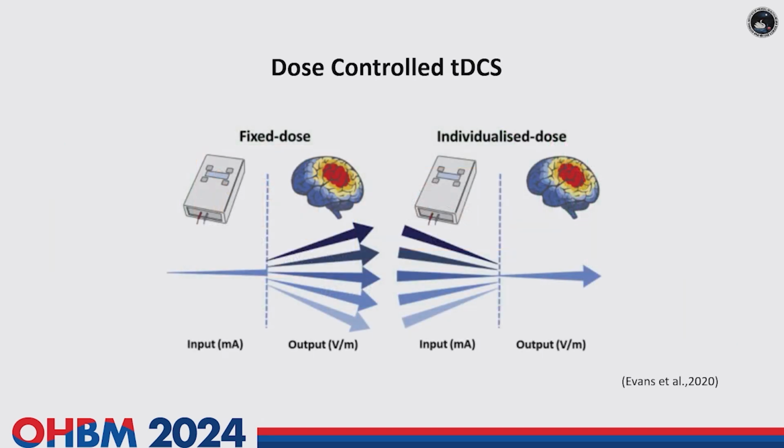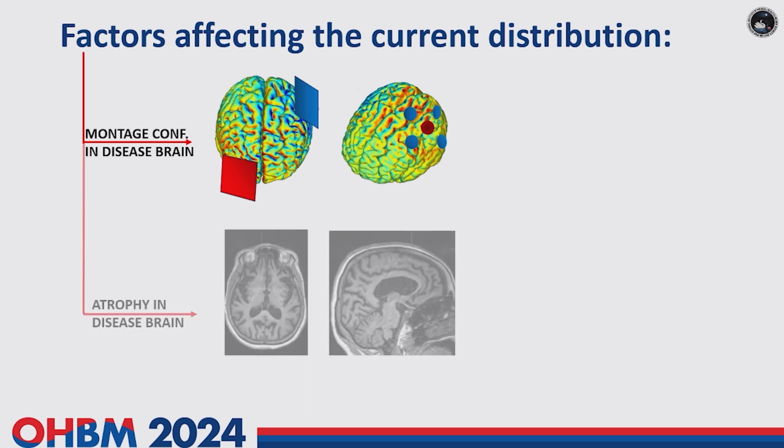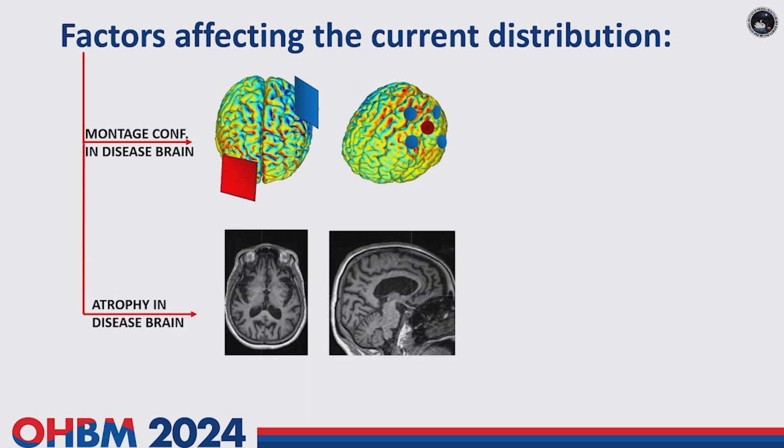To tackle this, recent studies have suggested that we cannot change the amount of current that is generated inside the cortex, but we can vary the amount of current that is given from outside the scalp. This approach is very good, but there are certain factors that affect the current distribution. When we take this dose-controlled tDCS approach, one of the factors is the montage configuration in the diseased brain, and another one is the atrophy in the diseased brain.